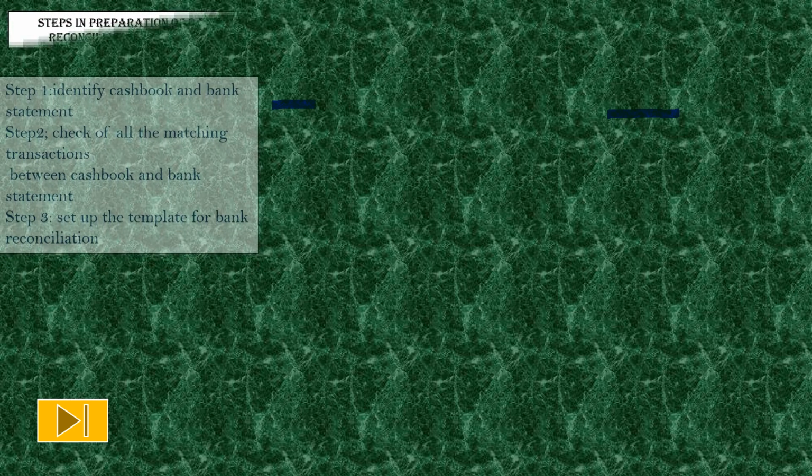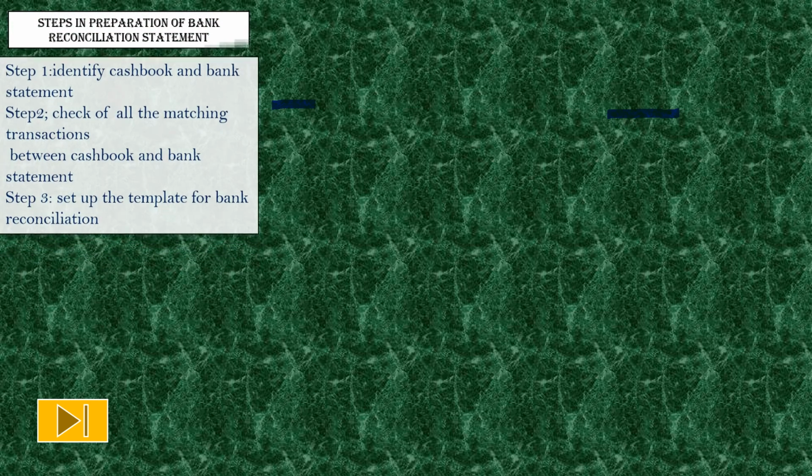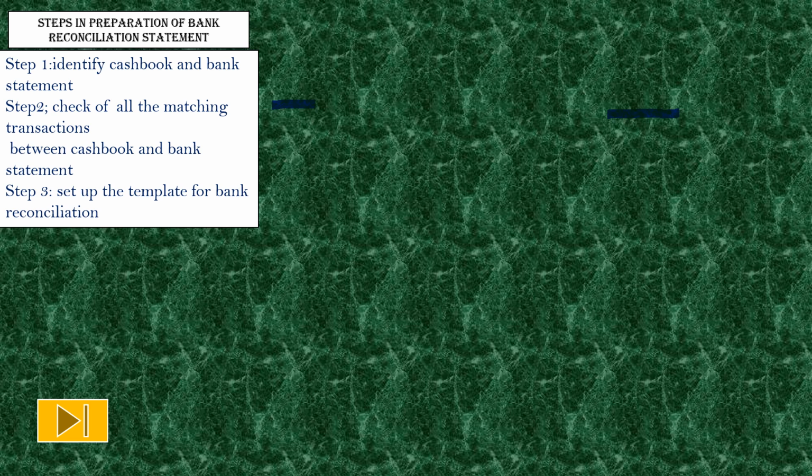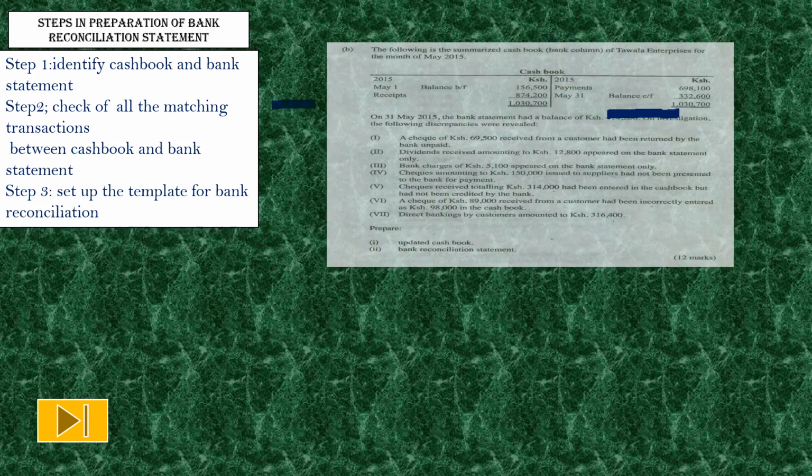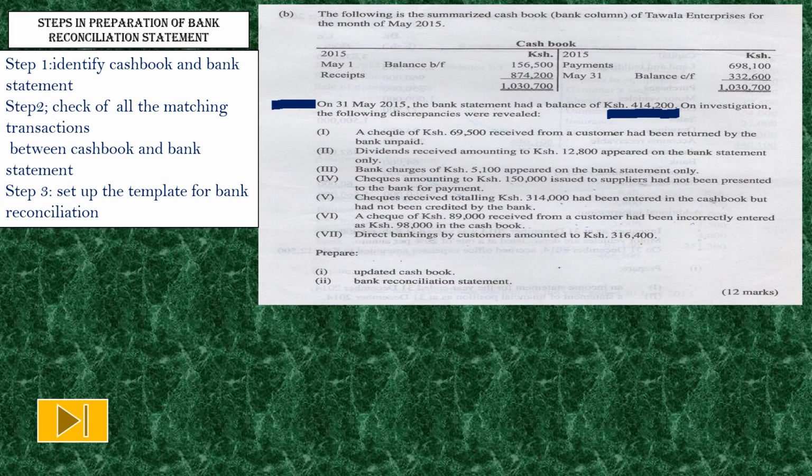In our bank reconciliation statement 1, we were able to go through the various steps. Let us learn more given a different problem or a question in an exam paper. The same concept as we did in our bank reconciliation statement 1 still applies here. We have been provided with a cash book, and we have also been provided with balances for the cash book and also the bank statement. On 1st May 2015, the bank statement had a balance of shillings 414,200.